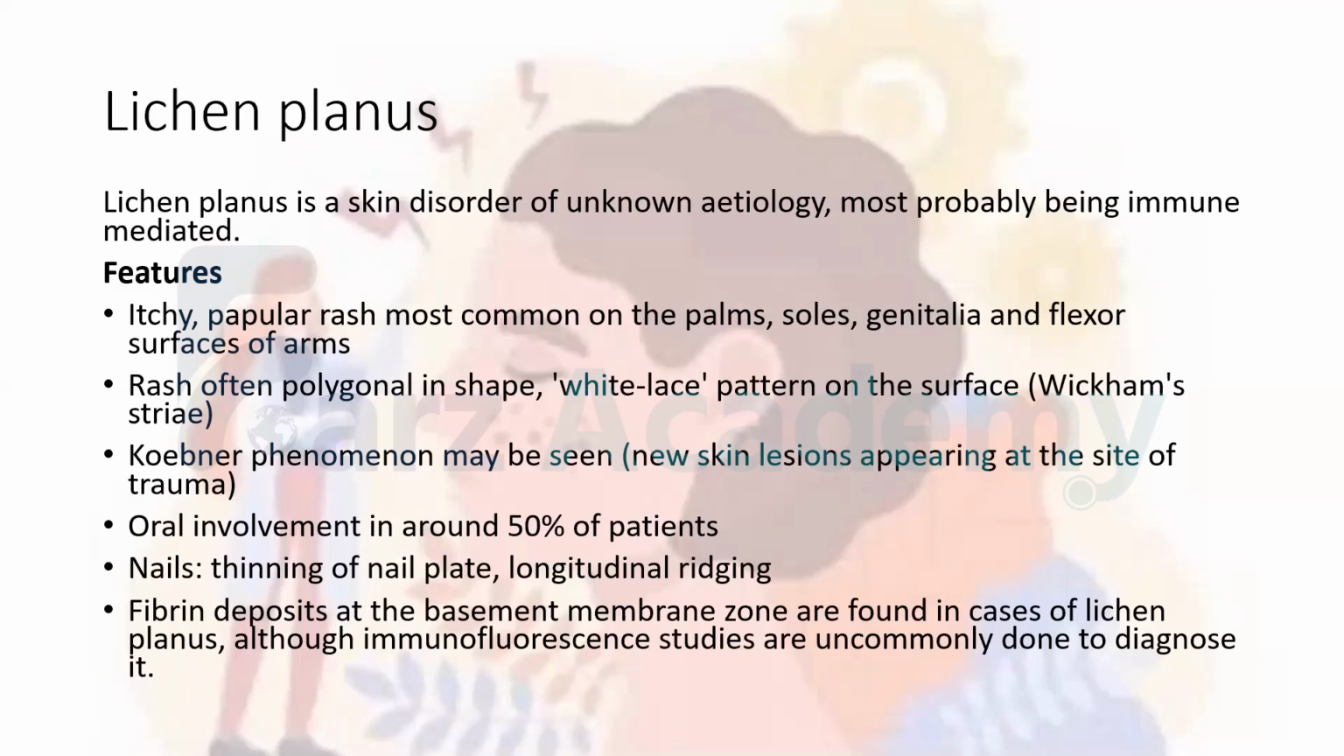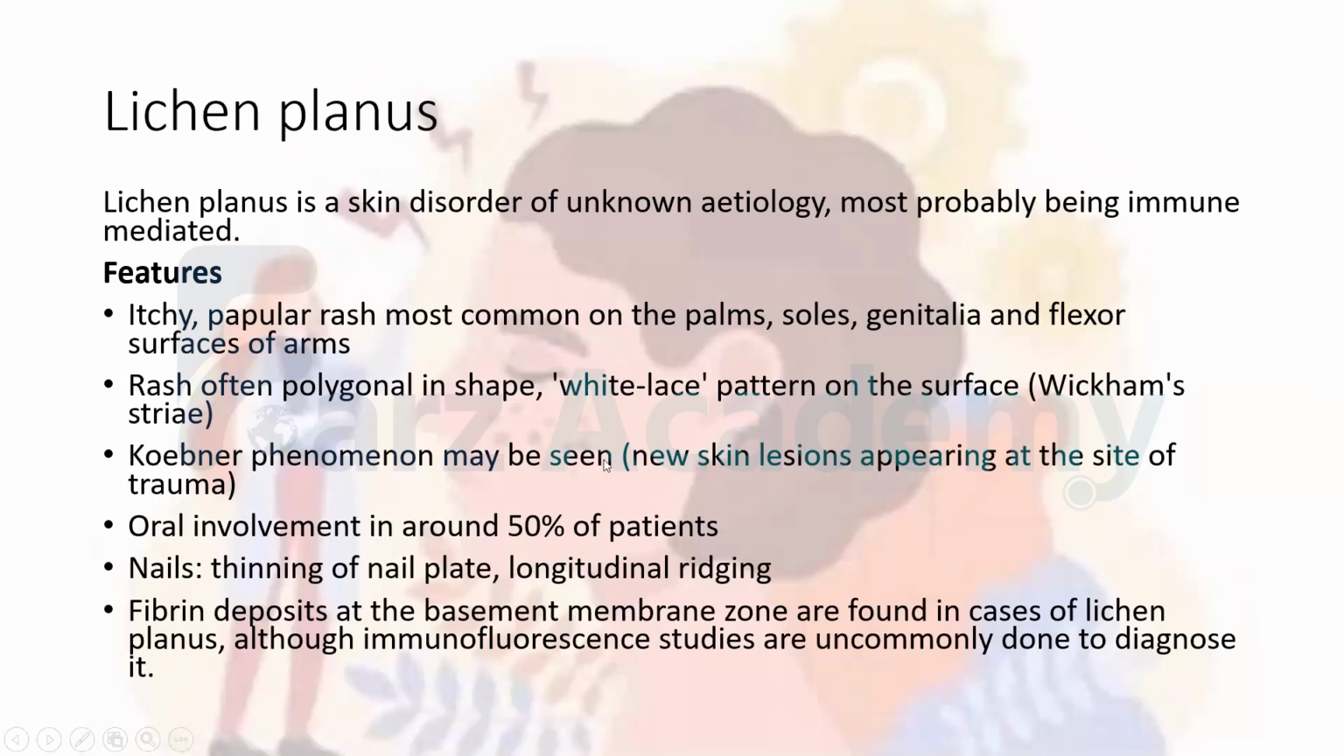So what are the features of lichen planus? Here, the skin lesions are characterized by itchy papular rash, most commonly seen on the palms, soles, genitalia, and flexor surface. Okay, so the rash is often polygonal in shape with a white lace pattern on the surface. So it is called Wickham striae. Remember, Wickham striae is very, very important. Characteristic of lichen planus is Wickham striae.